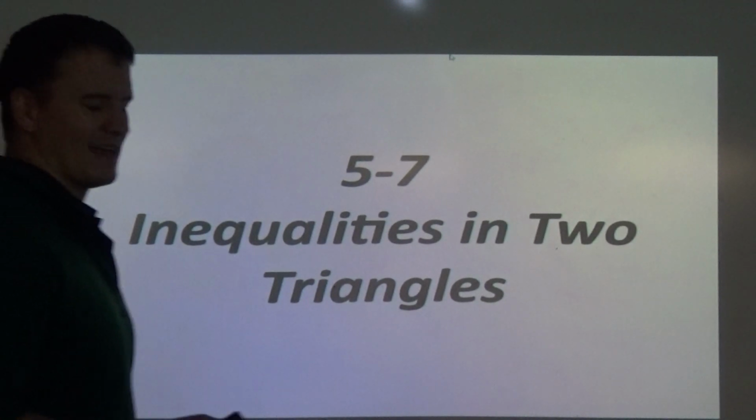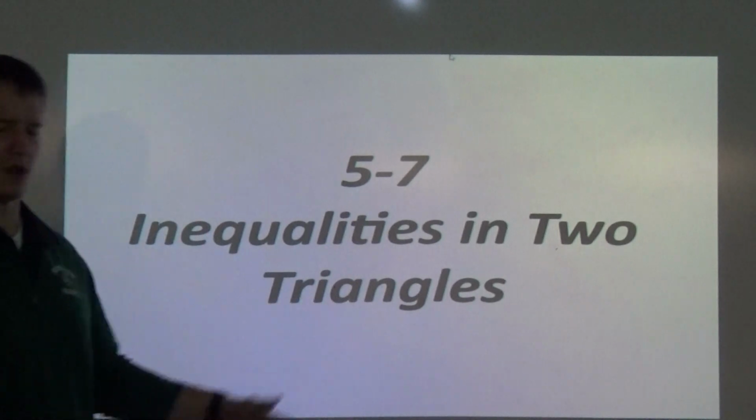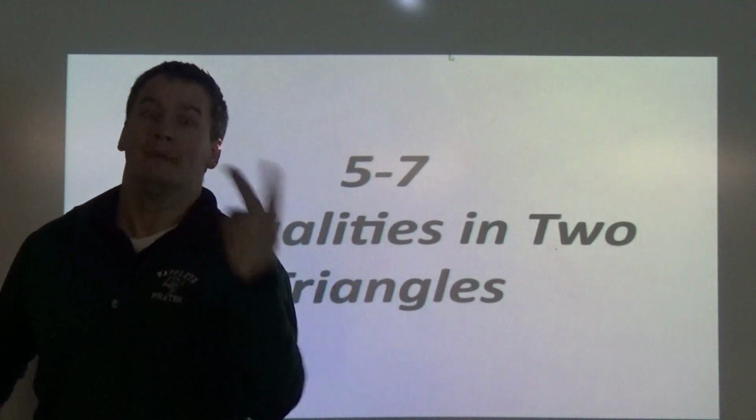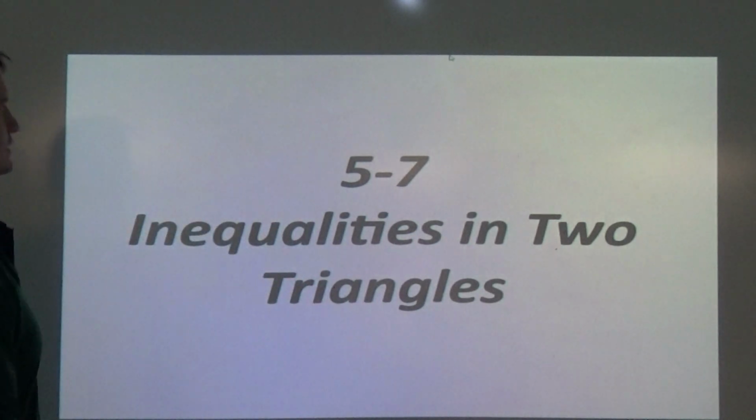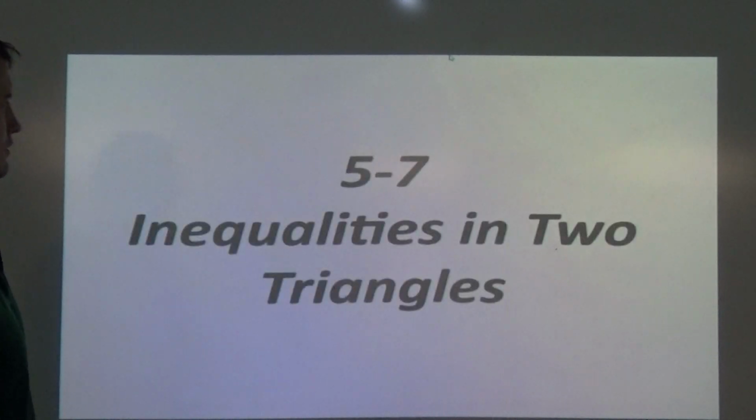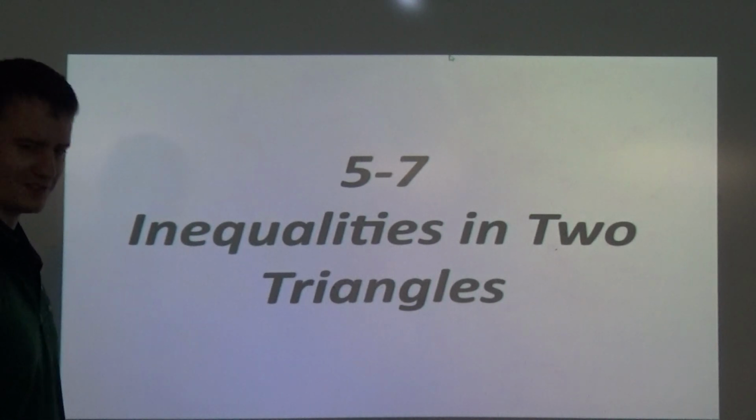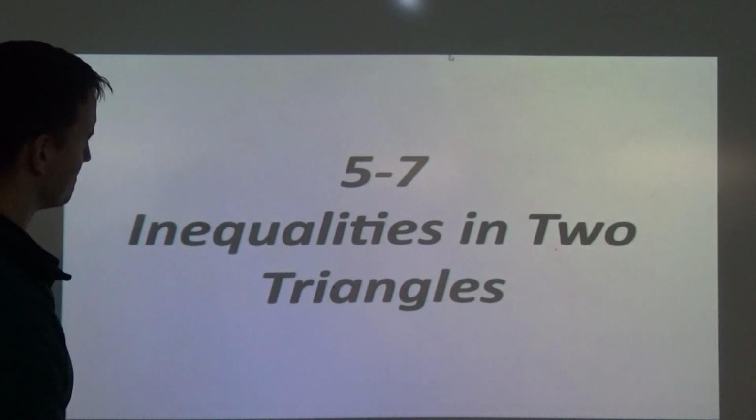Alright, now we got 5, 7 inequalities in 2 triangles. Not 1, not 3, but 2 triangles. It's weird that it's 5, 7 though. It's 2 triangles. Yeah. Maybe not.